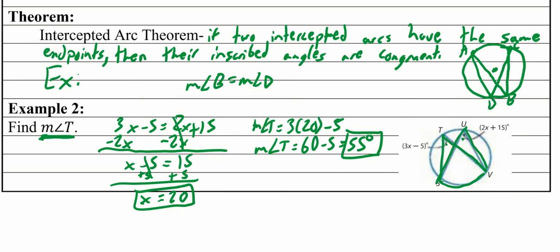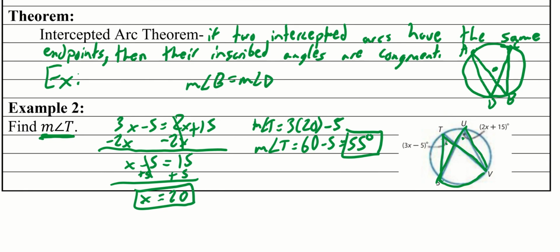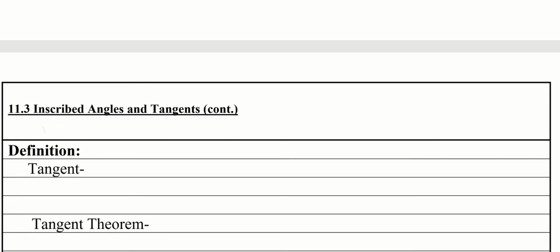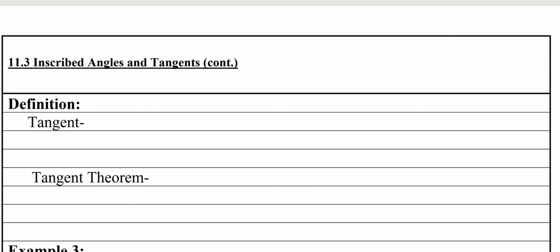So nothing too complicated so far, just talking about cutting stuff in half, doubling things, finding the measure of these different angles, okay? Other things that we need to talk about for today, other than inscribed angles, is what we call the tangent to a circle. Tangent to a circle, okay?